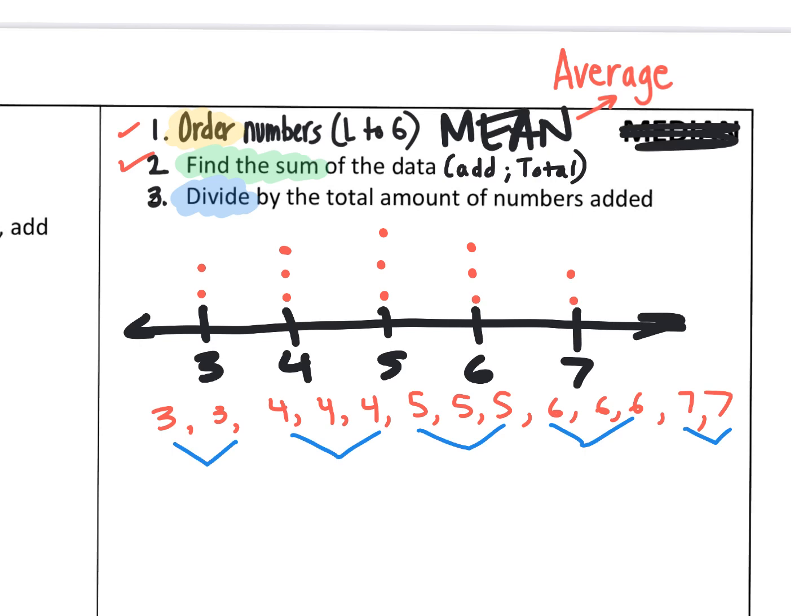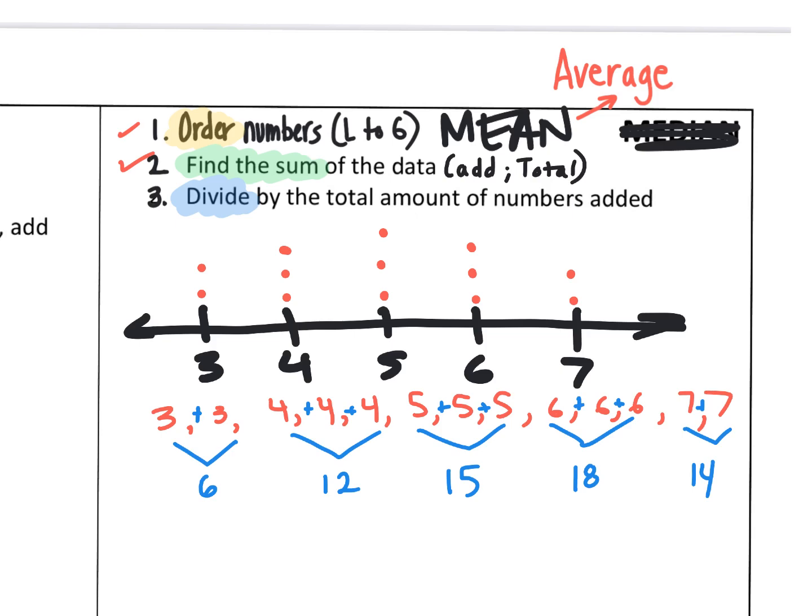So 3 plus 3, that gives me 6. 4 plus 4 plus 4, if I put that into my calculator, that gives me 12. 5 plus 5 plus 5, that gives me 15 if I put it in my calculator. 6 plus 6 plus 6, that gives me 18. And the last one is 7 plus 7, which gives me 14.